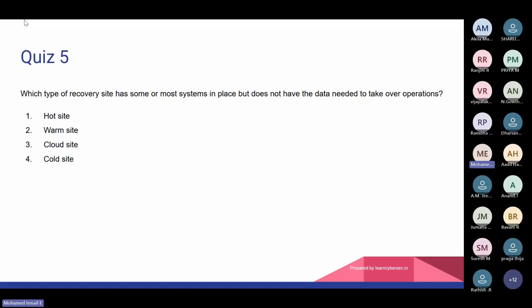Now hot site is a site where they have everything ready so that during a disaster the employees can go and work. Warm site is a site where the office building, equipment, infrastructure, everything is there, but only people, computers and data are not there. So this matches the requirement, with the hint in the question that it doesn't have data. So warm site is the answer. Cloud site is out of scope. We don't have that type in the list which we have learned. Cold site was there. Cold site is just an empty building. You need to install everything. So that also does not match. So the answer is option 2.